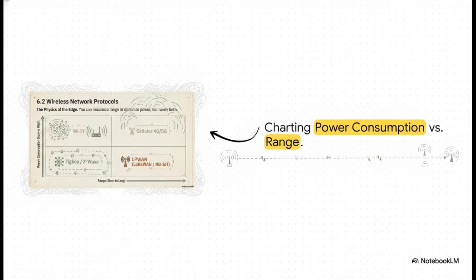Up high, cellular, 4G, and 5G give you massive range, but they eat power for breakfast. Wi-Fi, high power, terrible range. But look down at that bottom section. That is where IoT completely thrives. You've got Zigbee for low-power, short-range mesh networks, and LPWAN for low-power, vast range coverage.